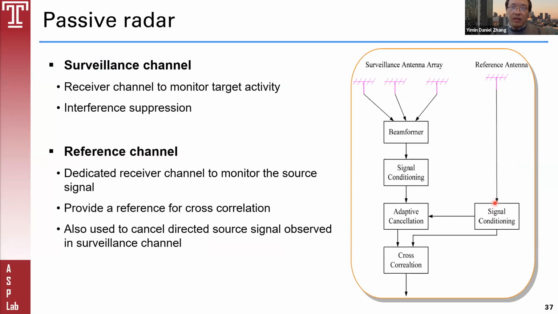So a typical passive radar would have two parts. One part is the surveillance channel trying to get the target information, whereas the reference antenna is trying to get the information of the transmitted signal, because the radar does not have the transmitted signal to perform various operations.